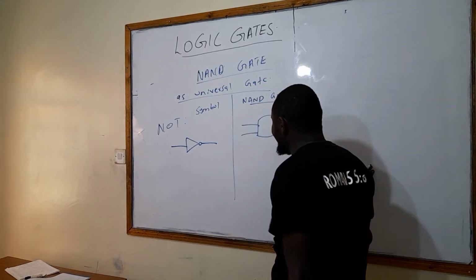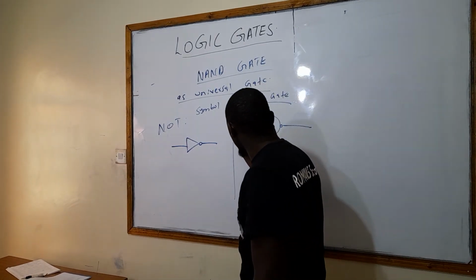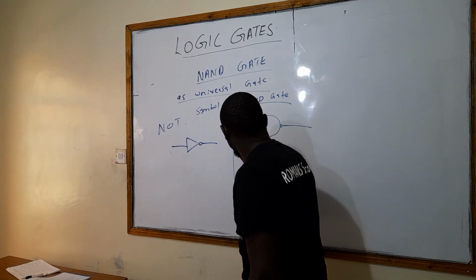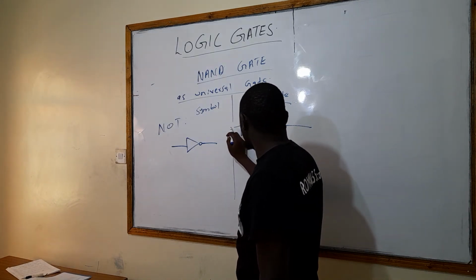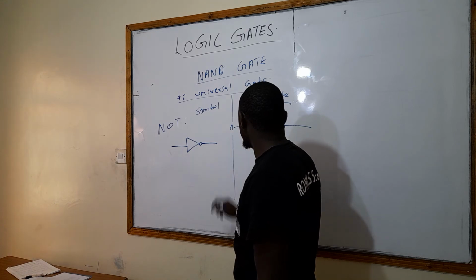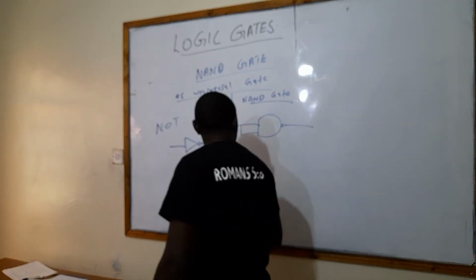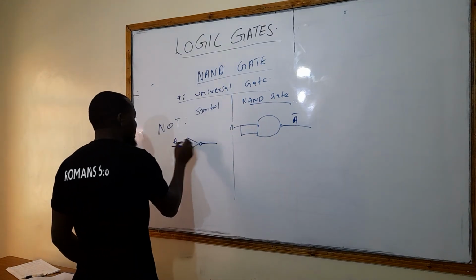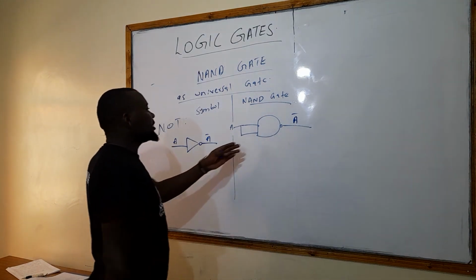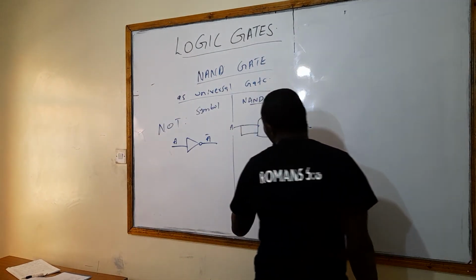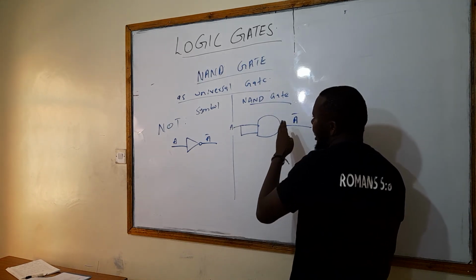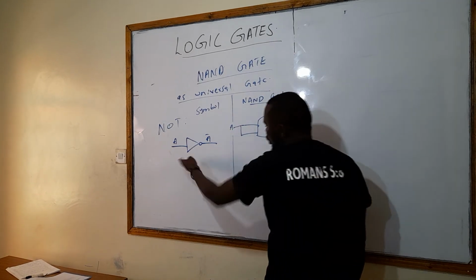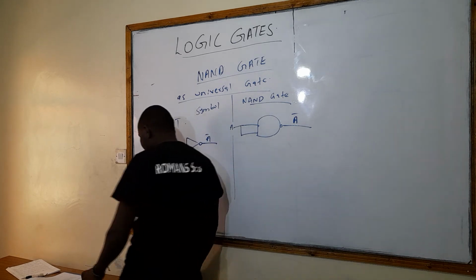What you are going to do is very simple. Just take a wire and connect this. So we will have A as an input and A bar as an output. A bar. So this one is a NAND gate implementing a NOT gate. Let's see another one, the AND gate.